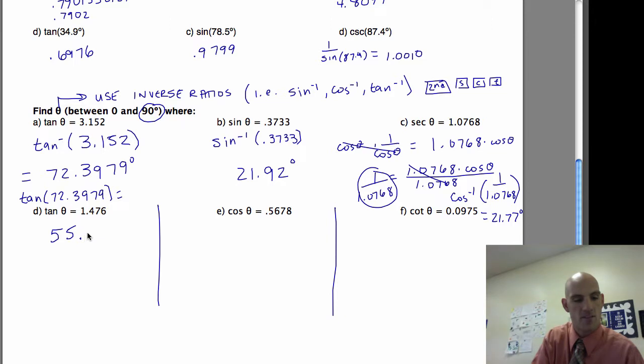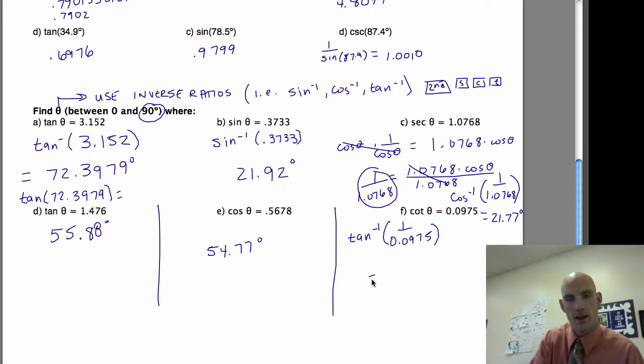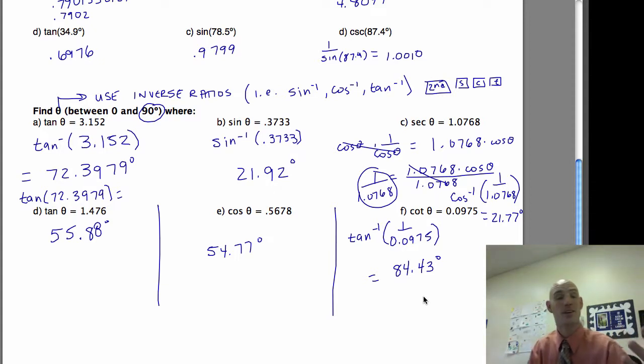This one I got 55.88 degrees, just about, a little bit off. I rounded it. The inverse cosine here gave me 54.77 degrees. And I did the inverse tangent of 1 divided by 0.0975. And that gave me 84.43 degrees. That's calculator basics, guys.